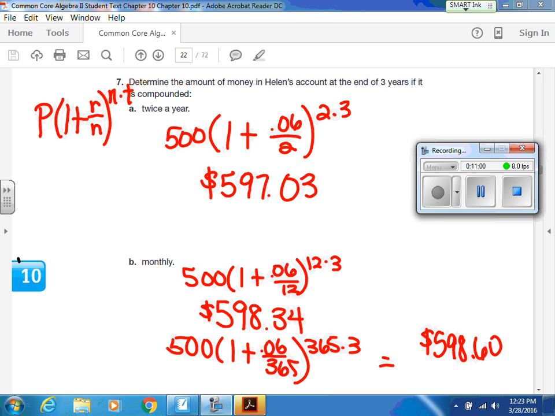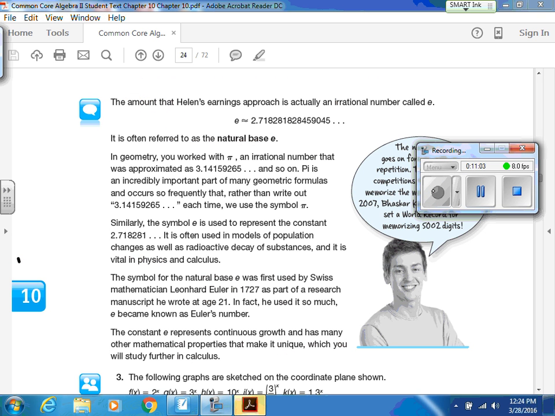And that uses a special number, E. The number E is this number right here, 2.718 and so on. It's often referred to as a natural base.